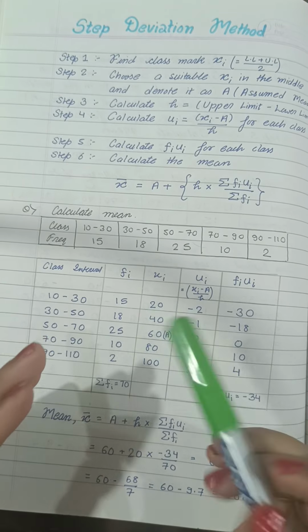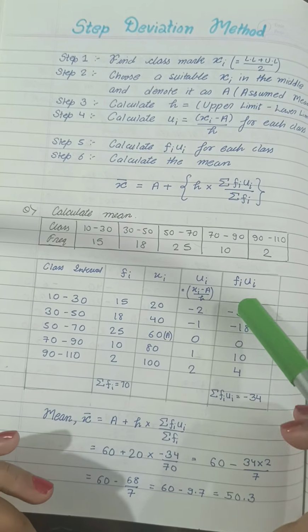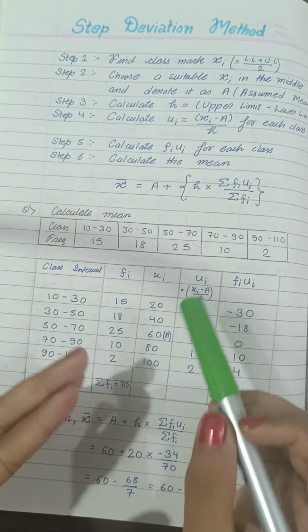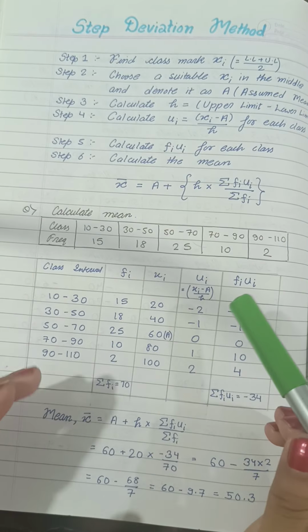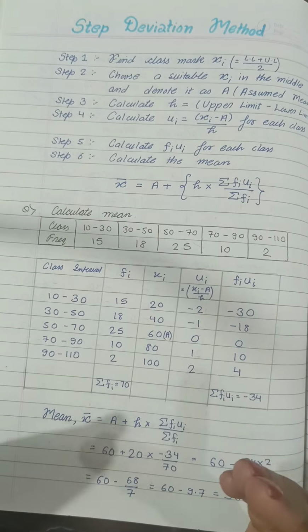Then we will make the other column for the product of frequency and ui. So we have made this, and then we calculated the mean, which is equal to a plus h into summation of fi ui divided by summation of fi. So if this data is given and you have to calculate the mean, how will you calculate it?